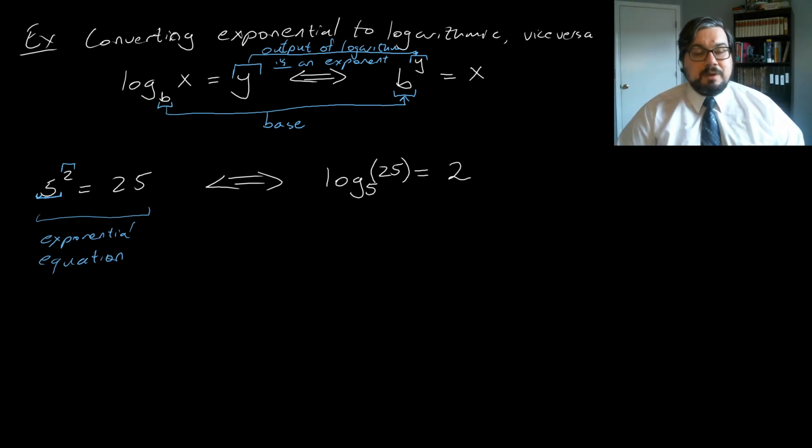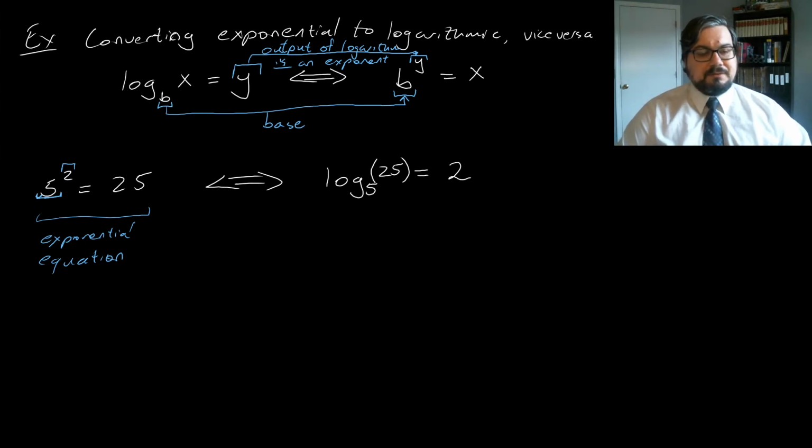So the exponential equation 5 squared equals 25 has the equivalent logarithmic form of logarithm base 5, or often just abbreviated log base 5, of 25 equals 2. When you plug the number 25 into the function log base 5, the output is 2. Because when you plug the number 2 into the exponential equation, 5 raised to the exponent, you get 25.